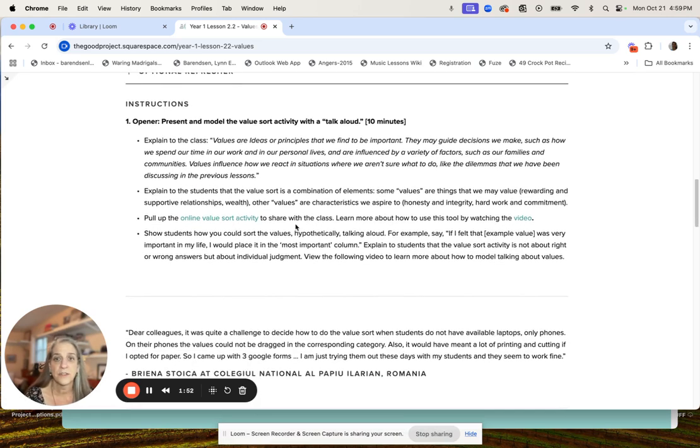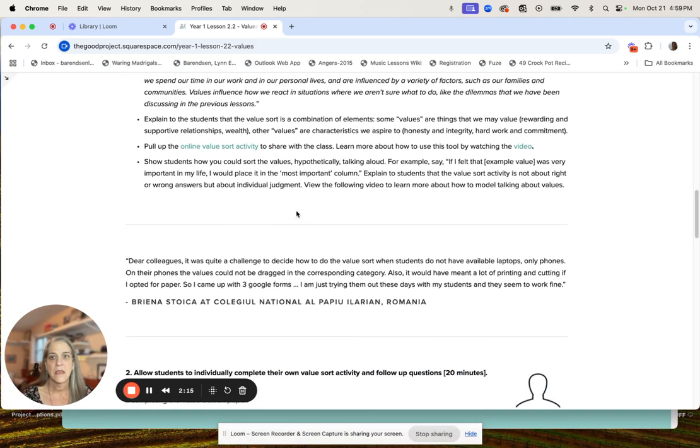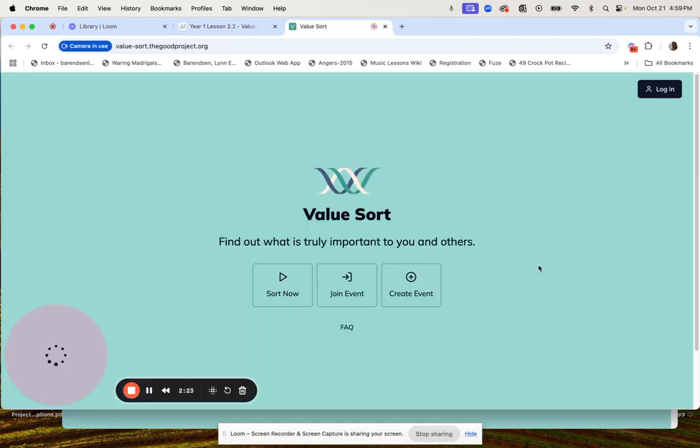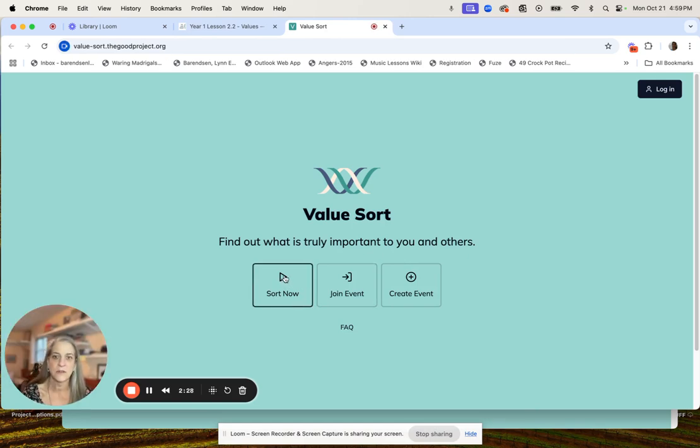It's good to explain to your students that the value sort is a combination of a few different things. Values may be things that you value. So if you value positive relationships, that can be something that is listed in the value sort, as well as characteristics that we aspire towards. So honesty and integrity, those are values as well. And then we suggest that you pull up the online value sort activity and walk students through that a little bit. So here is that activity, just to model this for you a little bit and say, I'm going to now sort this.